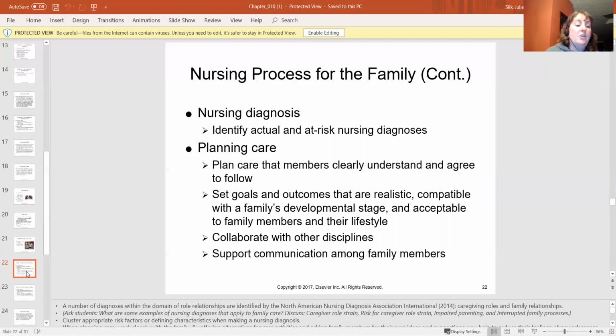A number of diagnoses within the domain of role relationships are identified by NANDA that you could use here. Identify actual and at-risk nursing diagnoses.